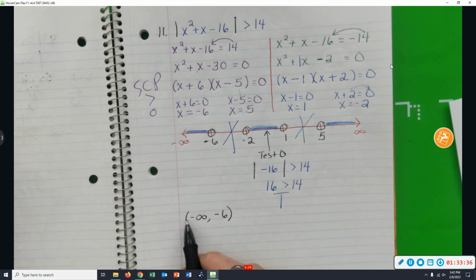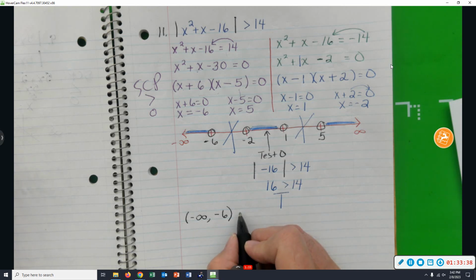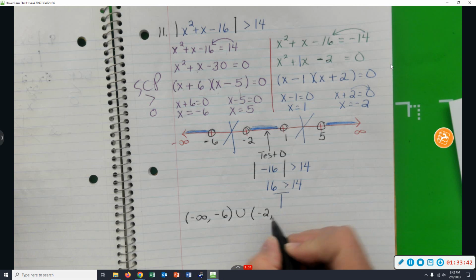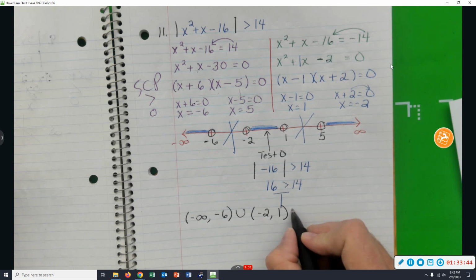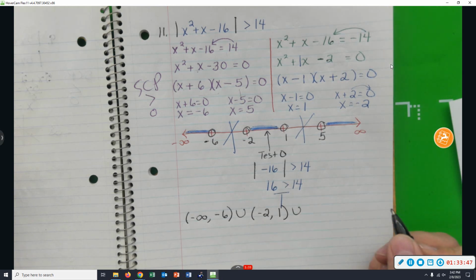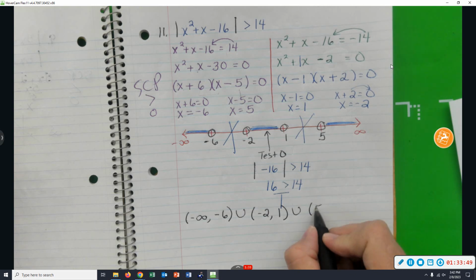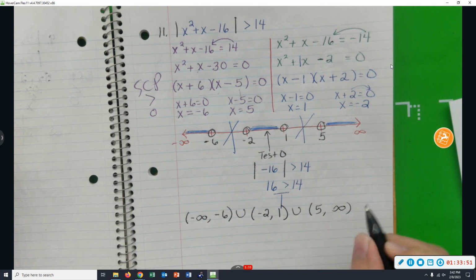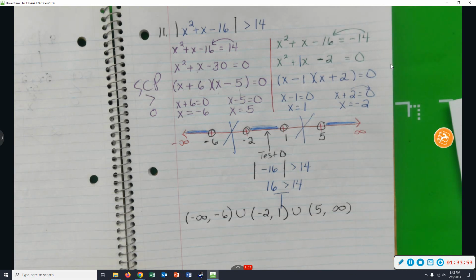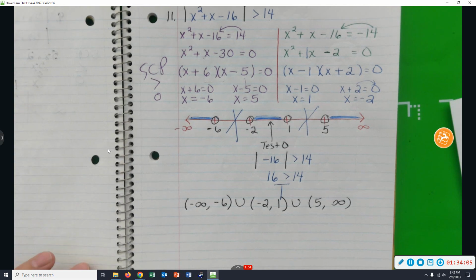So, are we going to have any brackets in our interval notation? No, because there are no closed circles. Let's see what am I up to. So negative infinity, comma negative 6, union negative 2, comma 1, union 5, comma infinity. All parentheses. I'm just saying open parentheses, closed parentheses so many times.